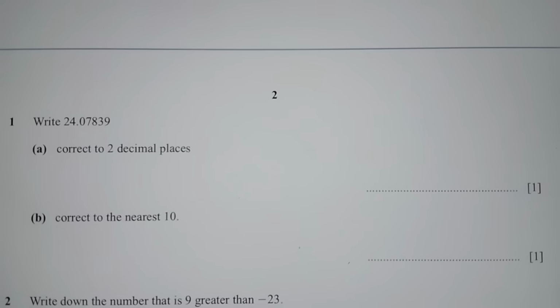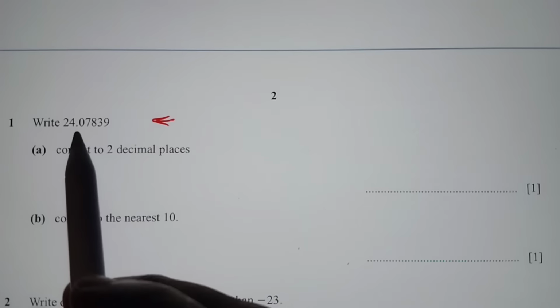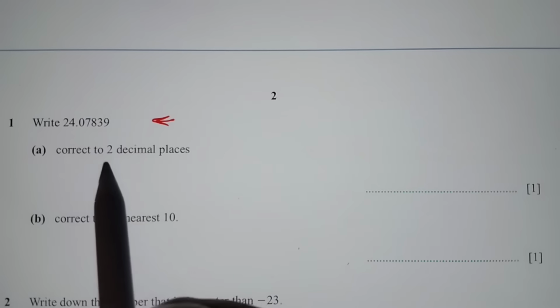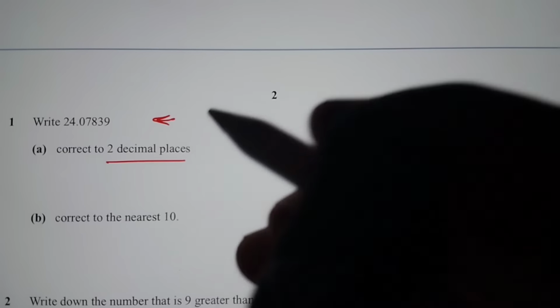The first question said, write 24.0789 to two decimal places. Two decimal places simply means two places after the decimal. As you can see, this is the decimal point. The first digit is 0, followed by 7. So we are going to leave those two digits after the decimal because it said two decimal places.